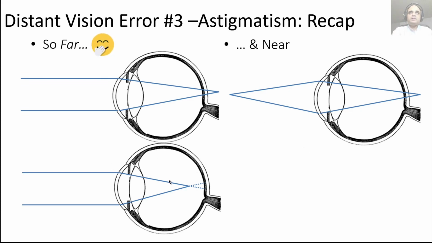And in all of these errors, we were talking about light rays not focusing on the retina, but only producing one focal point. Now we'll talk about a type of refractive error, astigmatism, in which there is more than one focal point. There are two focal points, and we'll see how that is.